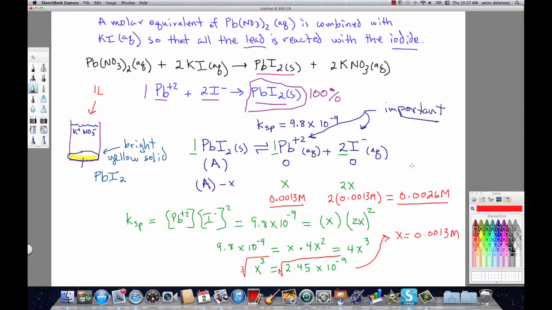But what we just found here, between these two values, is basically the solubility of lead iodide in its saturated solution. So this is a type of equilibrium that deals specifically with saturated solutions and sparingly soluble salts. All right, and with that, I'm going to go ahead and close this video.